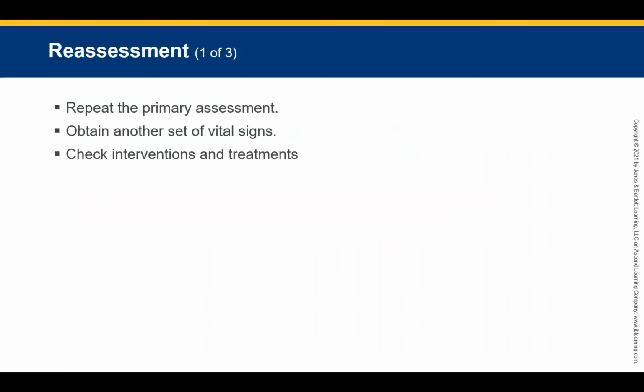Repeat the primary assessment with a focus on the patient's ABCs and vaginal bleeding, particularly after delivery. Obtain another set of vital signs and compare with those obtained earlier. Recheck interventions and treatments to see whether they are effective or not.